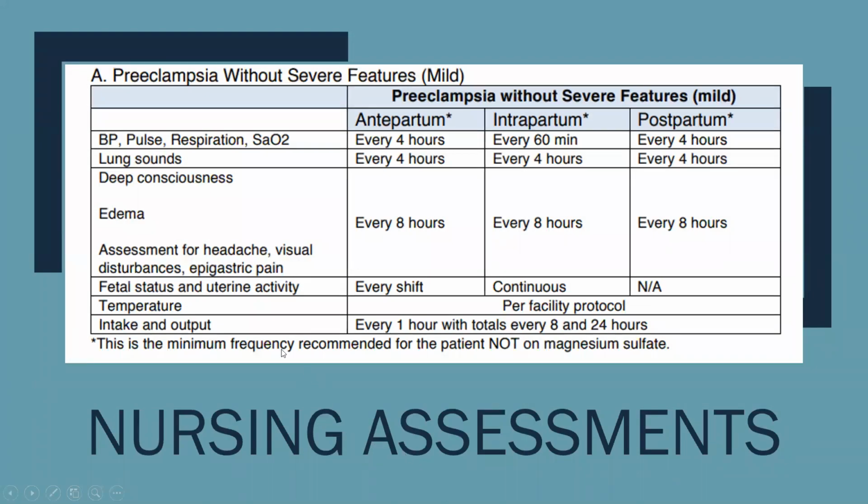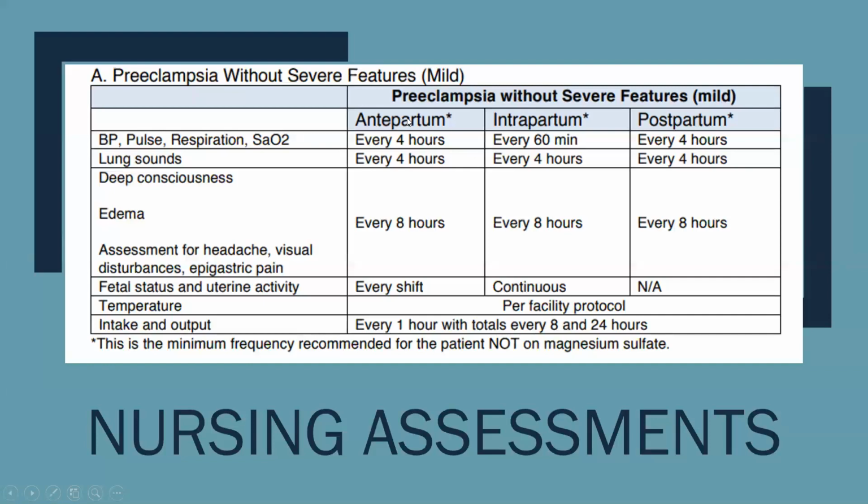So here's our nursing assessments. If we have preeclampsia without severe features, which used to be called mild but is not called mild anymore, here is how we're going to do our assessments. It is going to be per facility, so all of our facilities will have their own protocol, but this is the recommendation based on the evidence.